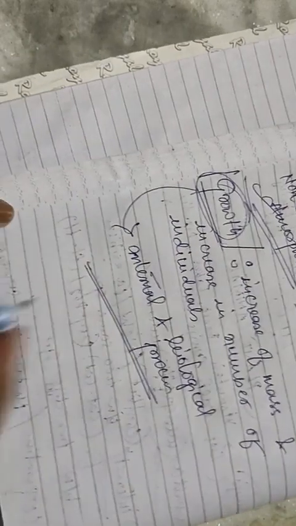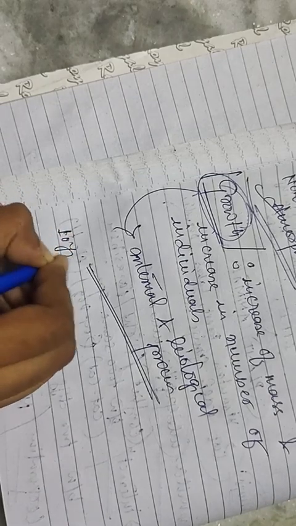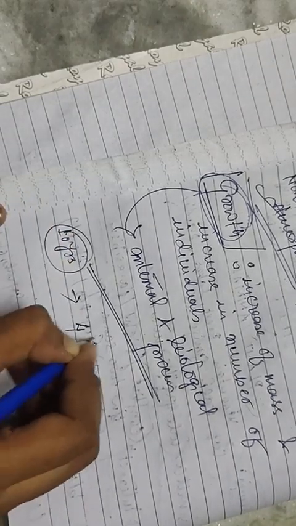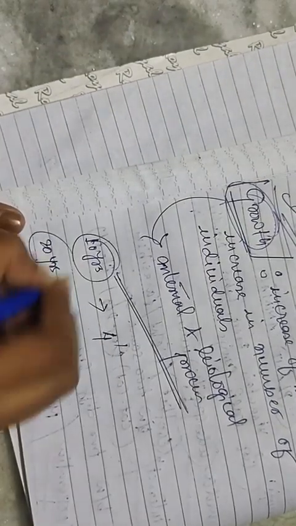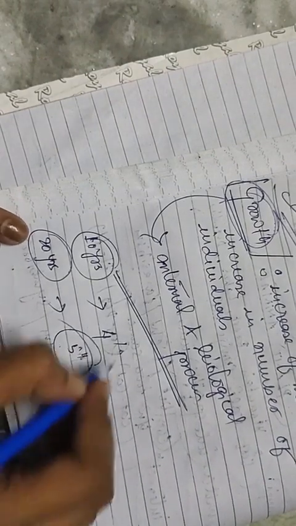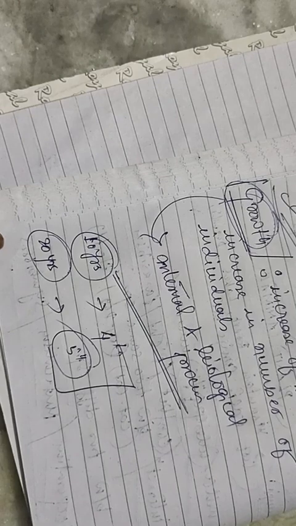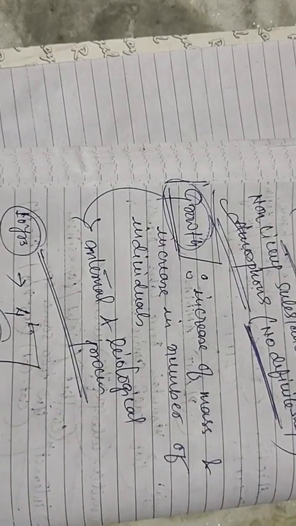Suppose at 10 years, one girl's height is 4 inches, but when she becomes 20 years old, her height becomes 5 inches. So this is the increment of the size, and this is the increment of the number of cells. Otherwise we can't grow. If the cell number is not increasing, growth can't happen, and we can't become long or tall or short. So this is the basic main salient feature of living organisms: increasing of mass and increasing in the number of individuals.